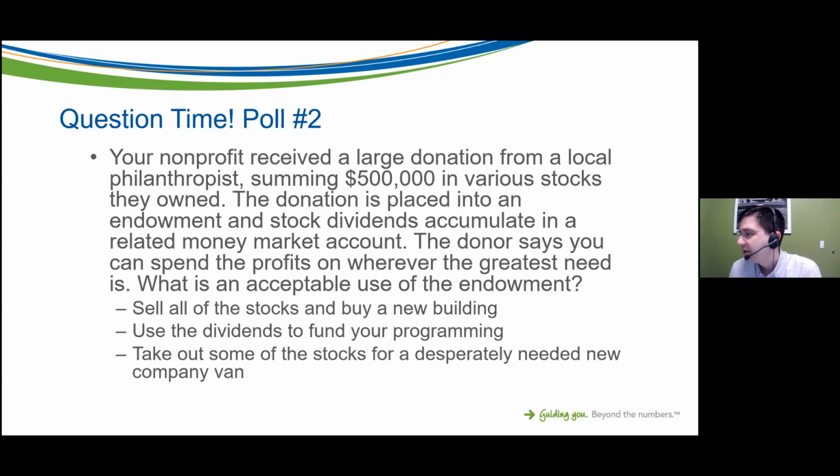Okay, so we have a couple of people that went down to take some stocks out for a desperately needed van. And while I understand the word desperately may have thrown you off a little bit, the answer is use the dividends to fund your programming. More often than not, you'll see endowments that are quote unquote permanently restricted. In prior years, you may have seen permanently restricted, temporarily restricted, and without restrictions in the net asset section. Those have been reduced to with or without restrictions.